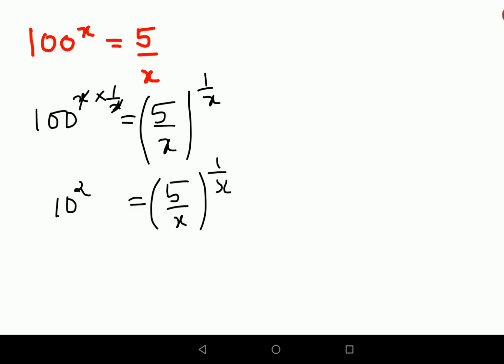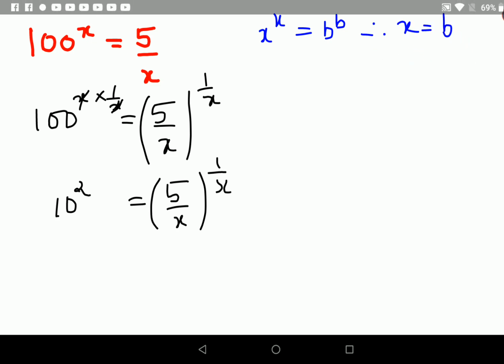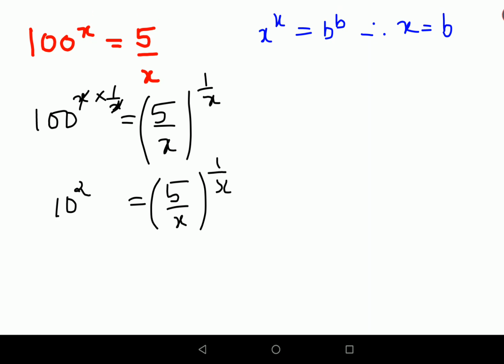But remember that if you have a variable raised to a variable situation, make sure your constant on the other side looks like a constant raised to the same power. Then from here I can say the value of x is nothing but that constant. So here, in order to make this 10 raised to 2 as nothing but what, this 2 can be written as what? 10. How?